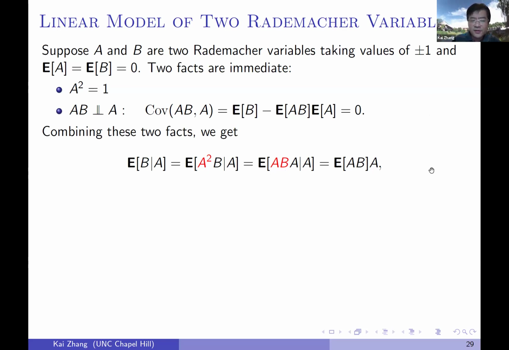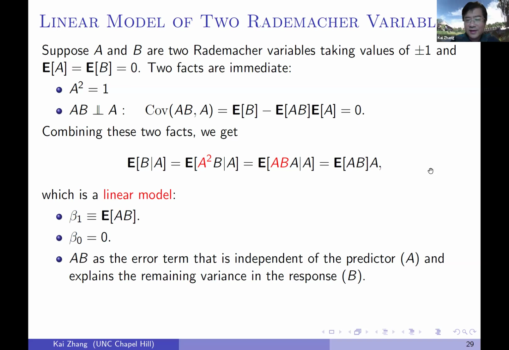If you look at things carefully, you realize this is just a linear model, with a 0 intercept, and the slope is precisely the expectation of AB. What's more interesting is the error term, the residual, which turns out to be the product AB. This AB is independent of the predictor, and it explains the remaining variance in the response. So there's a complete parallel to the Gaussian linear model in our textbook, and we were a little bit surprised by that.